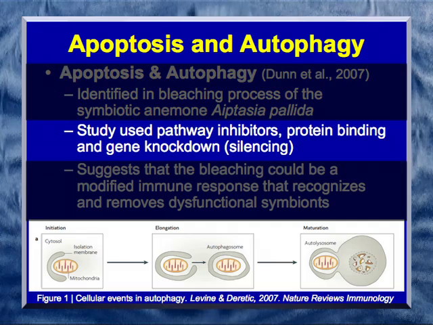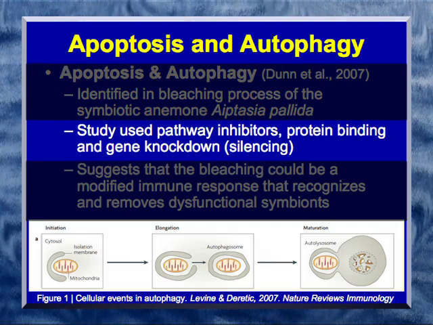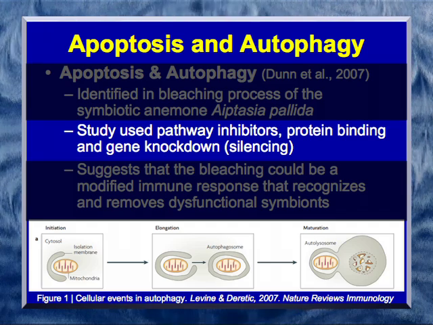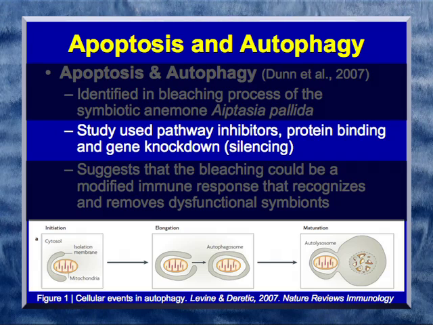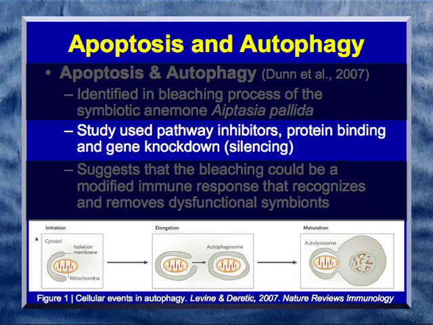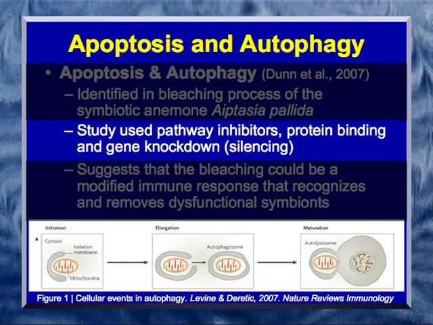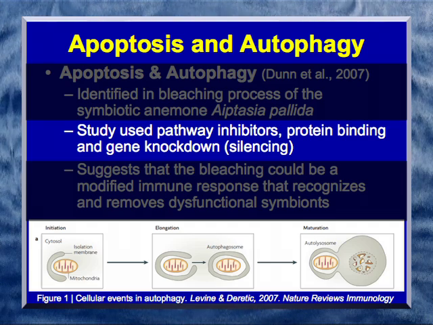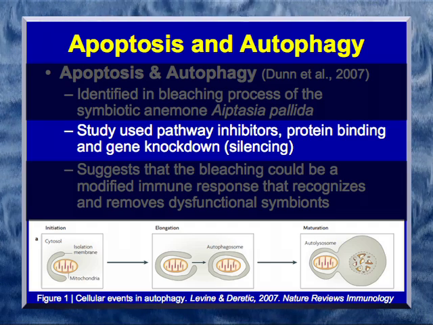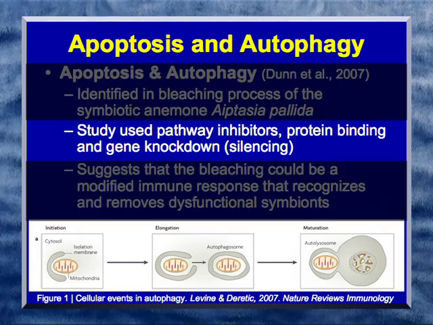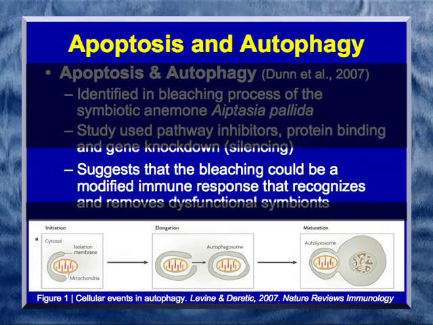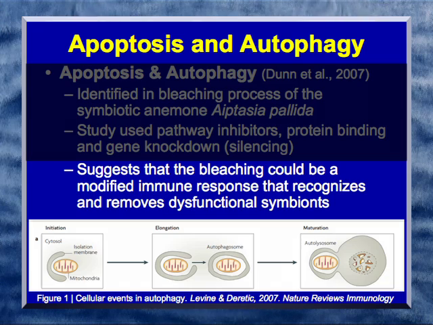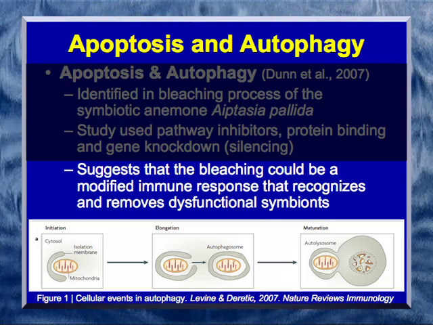And the study used several molecular diagnostic techniques from the field of human health and other molecular research to investigate this, including metabolite pathway inhibitors, protein binding to shut down the function of proteins, and gene knockout or gene silencing so that the genes could no longer be expressed, to investigate the molecular mechanisms that they were looking at. And the results suggest that bleaching could be a modifying immune response that recognizes and removes dysfunctional symbionts.